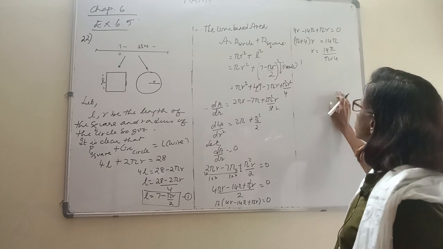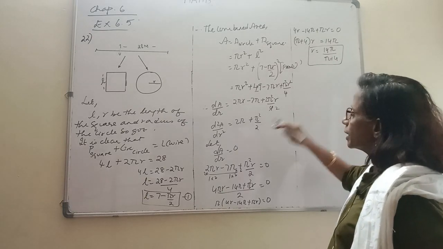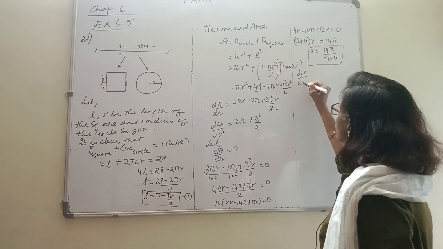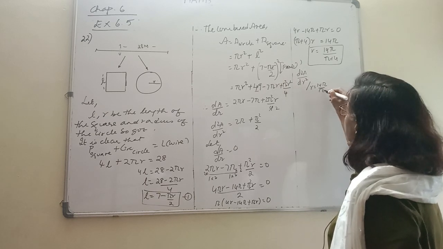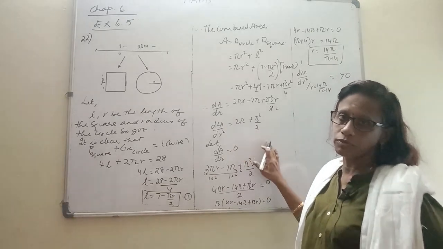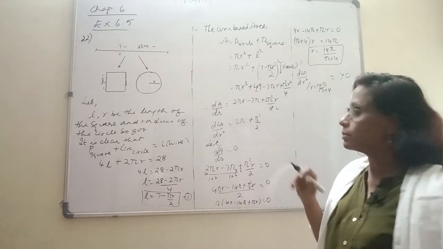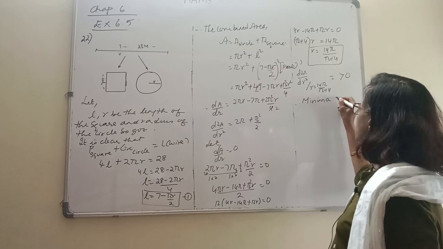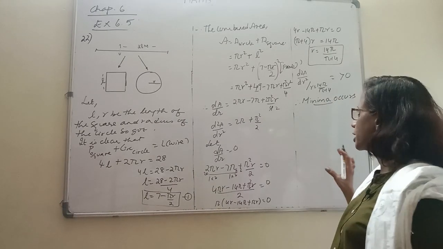So that's R. So from R we'll try to get the L value. But before that, let's confirm whether it is going to be maximum or minimum. So d squared A over dr squared at r equal to 14 pi over pi plus 4 is always going to be a positive quantity. Why? Because these are all positive quantities. So whenever you have the second derivative positive, you know that minima occurs. So minima occurs. That we know irrespective of the value, but then we just ensure.